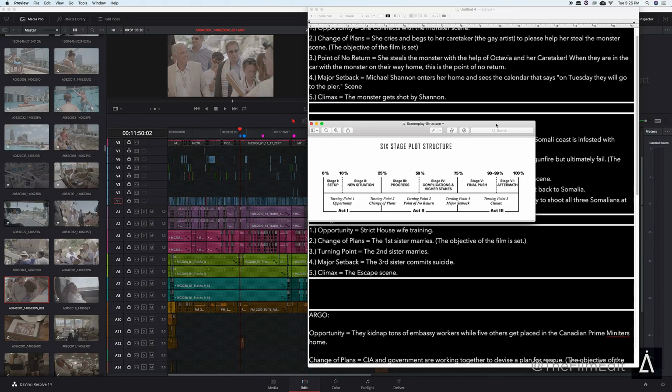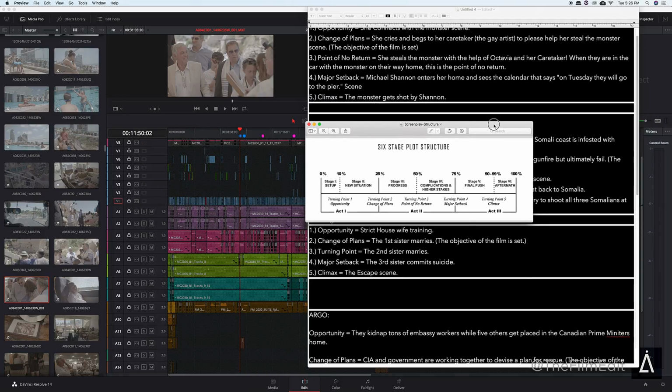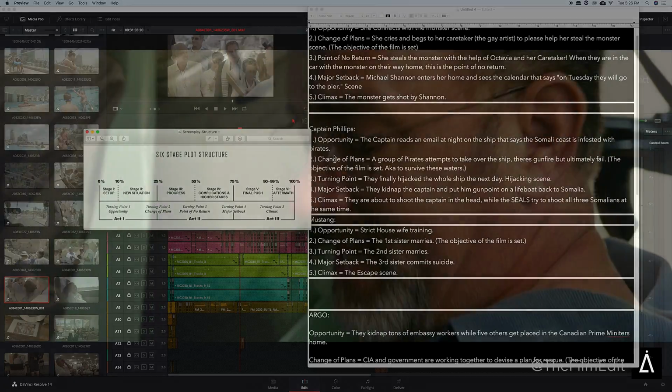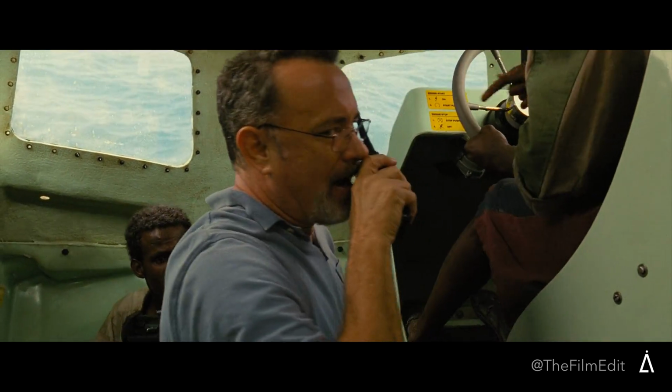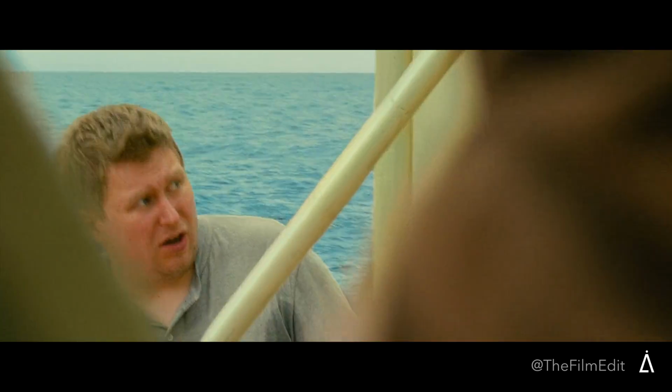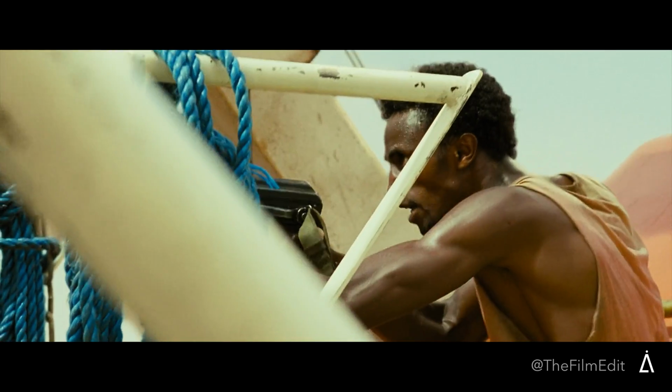So the writer, Paul Greengrass, decided to add more conflict by staying true to the actual story, which is they decided to kidnap the captain, and so that was perfectly set up. Major setback has to feel almost like its own climax. It's its own climax to Reel 3, really.